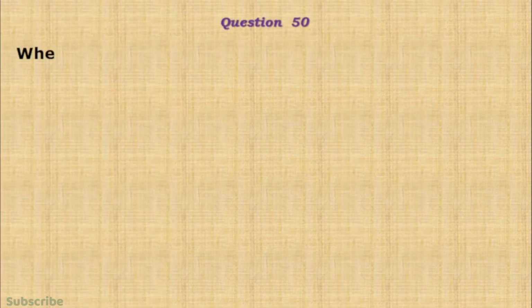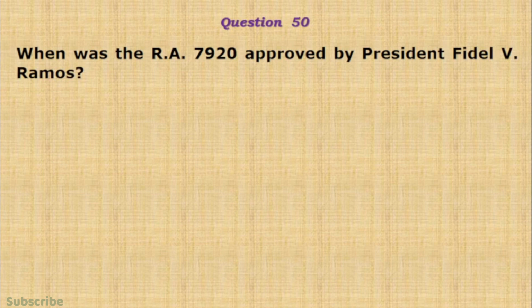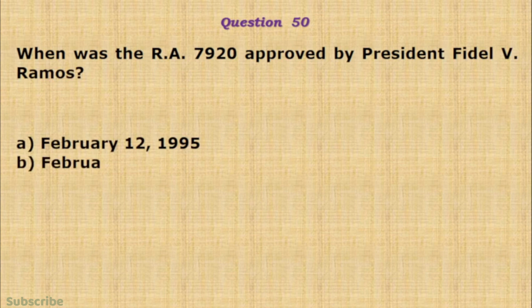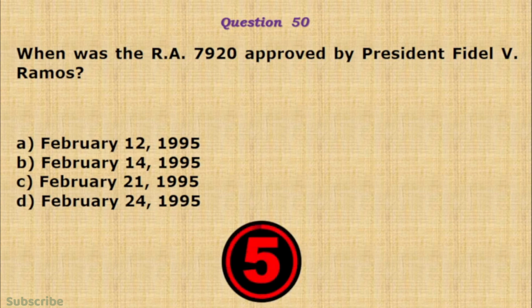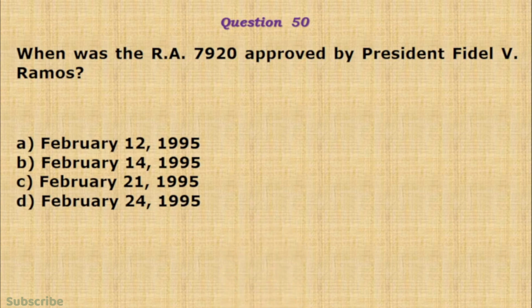Question number 50. When was the RA 7920 approved by President Fidel V. Ramos? A. February 12, 1995. B. February 14, 1995. C. February 21, 1995. D. February 24, 1995. The correct answer is letter D, February 24, 1995.